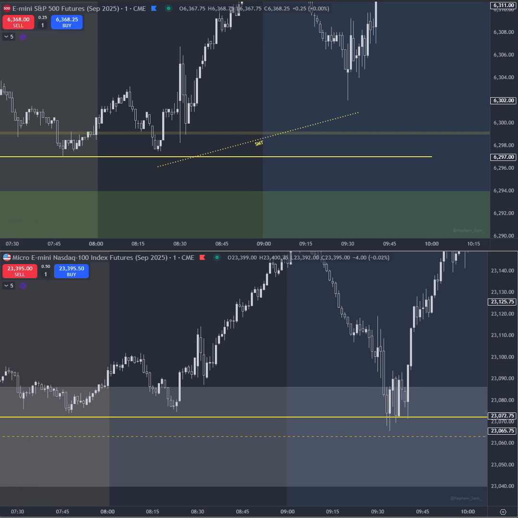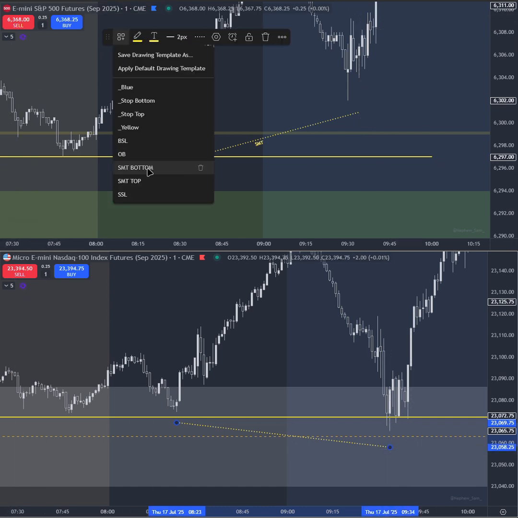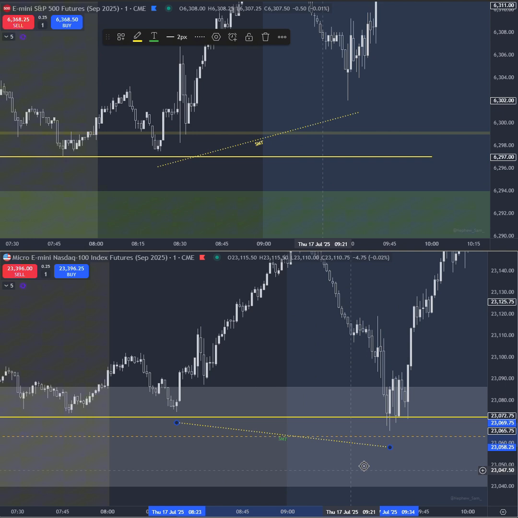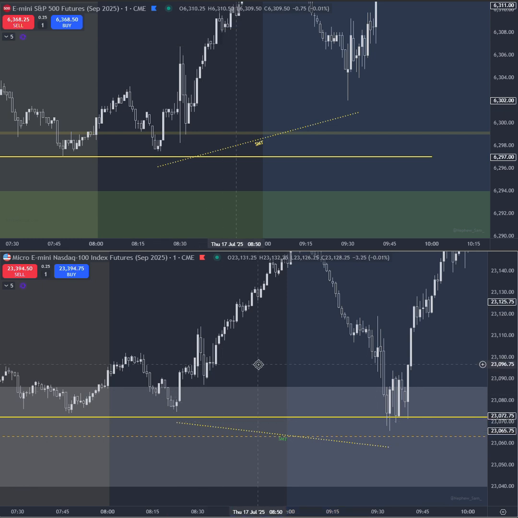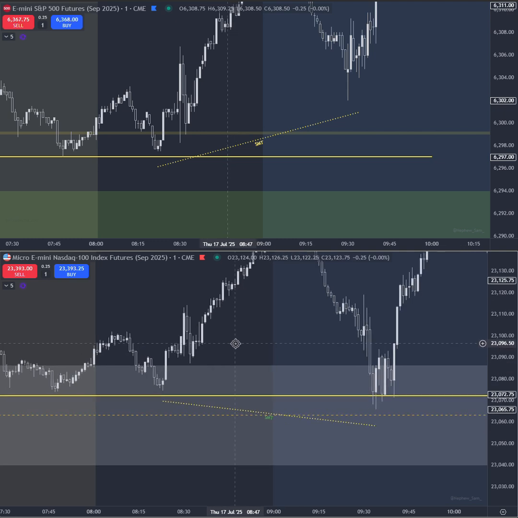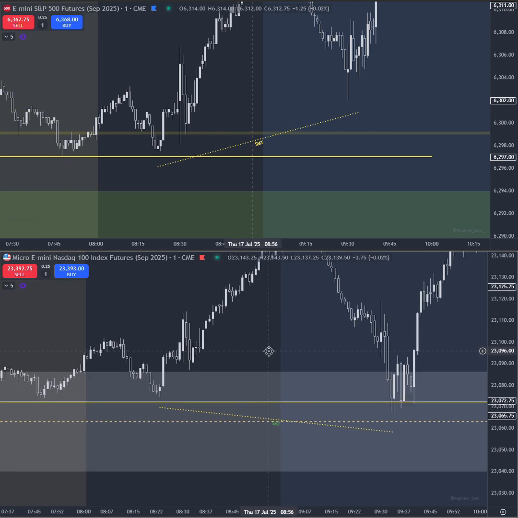And now here for NQ, we're looking at the same thing. All right, SMT. So this is type 1 SMT, right? Type 1 SMT because we swept these lows, but ES did not sweep them. So if it happens during my time of interest, I'm gonna make another video on time. I'm not gonna dig too much into that. I don't want to start confusing people.